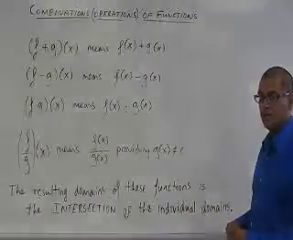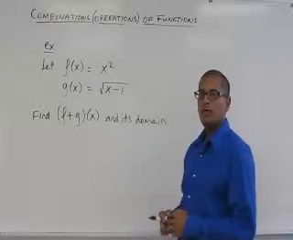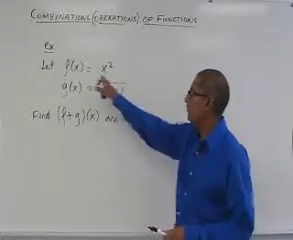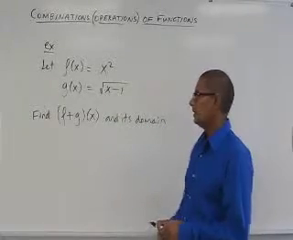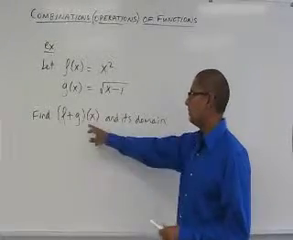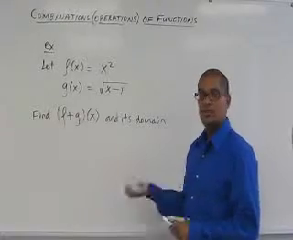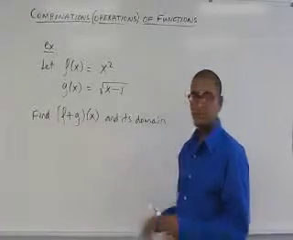So let's take a couple examples. So here's an example. F of x is x squared, and g of x is the square root of x minus 1. And the question is, find f plus g of x and its resulting domain. What's the domain of this function going to be?